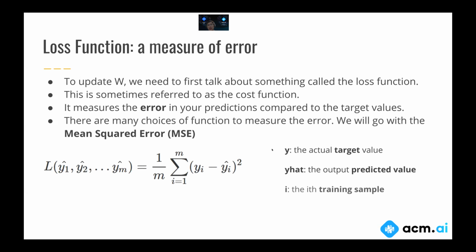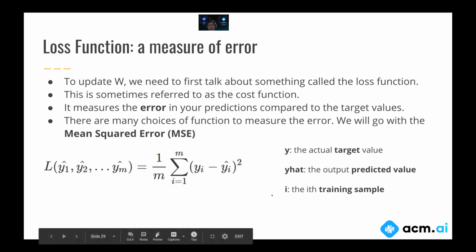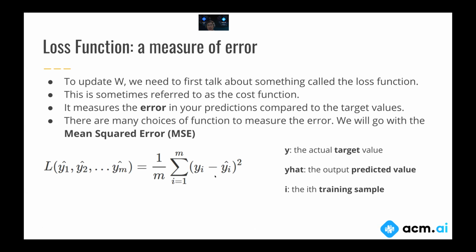All right, so let's walk through some of the terminologies here. Y is the actual target value, which is right here. Y hat is the predicted value, which is denoted right here. And the index i is just the ith training sample in our data set.